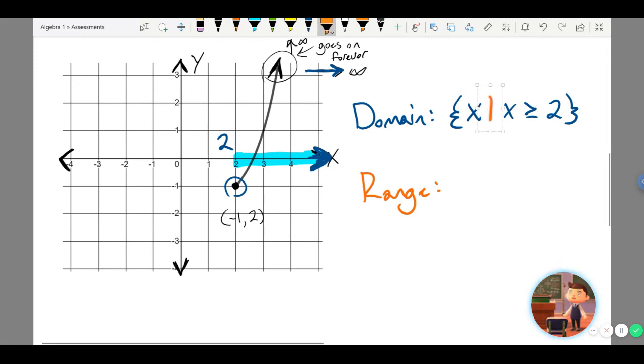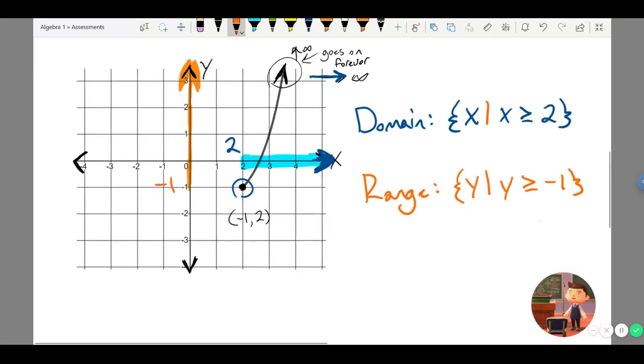The range, if I look at my y-axis, it reaches down to -1. And once again, we get this situation where it's going to continue up forever. So the range will never stop. It starts at -1 and goes on forever. So the way we would describe this is the set of all y values such that y is greater than or equal to -1. And we use that symbol once again because we have a closed circle at that limit.